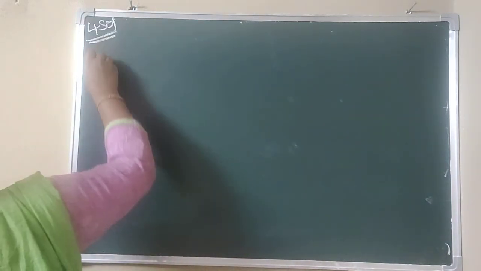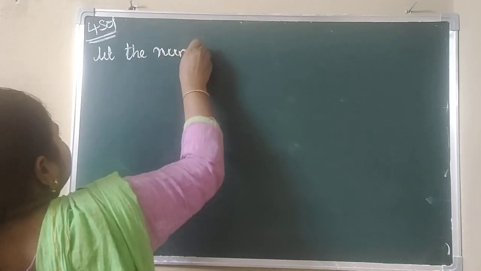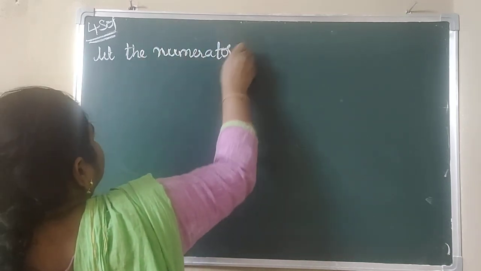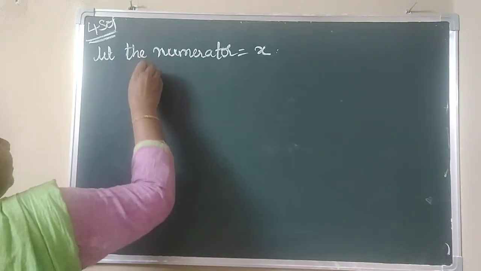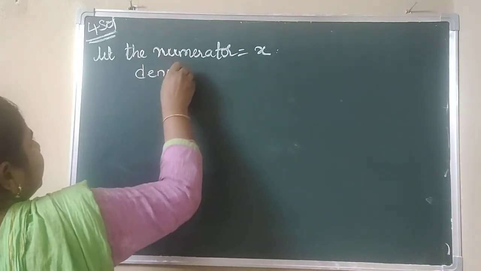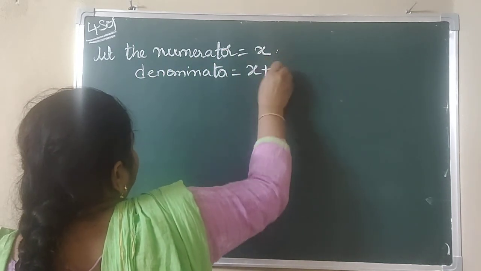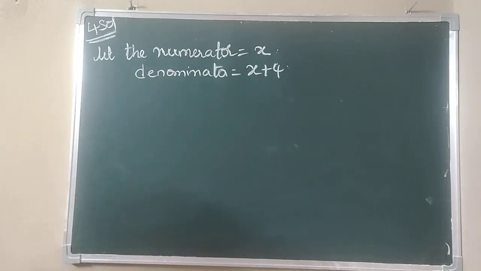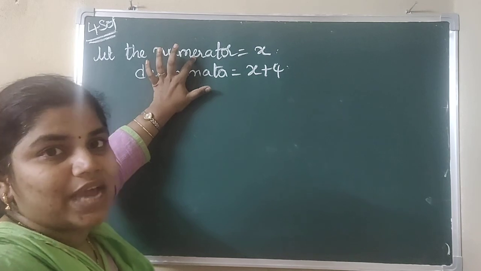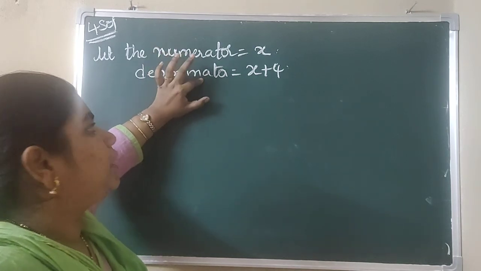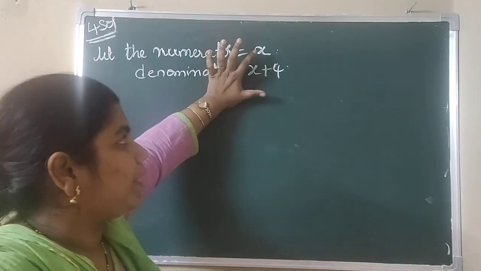So I am taking the values as, let the numerator value be x, and the denominator value, what they told about the denominator value: 4 more than the numerator. That means it will be x plus 4. They told that the numerator is 4 less than the denominator. That means the denominator value is 4 more. So I have taken it as x plus 4 and x.